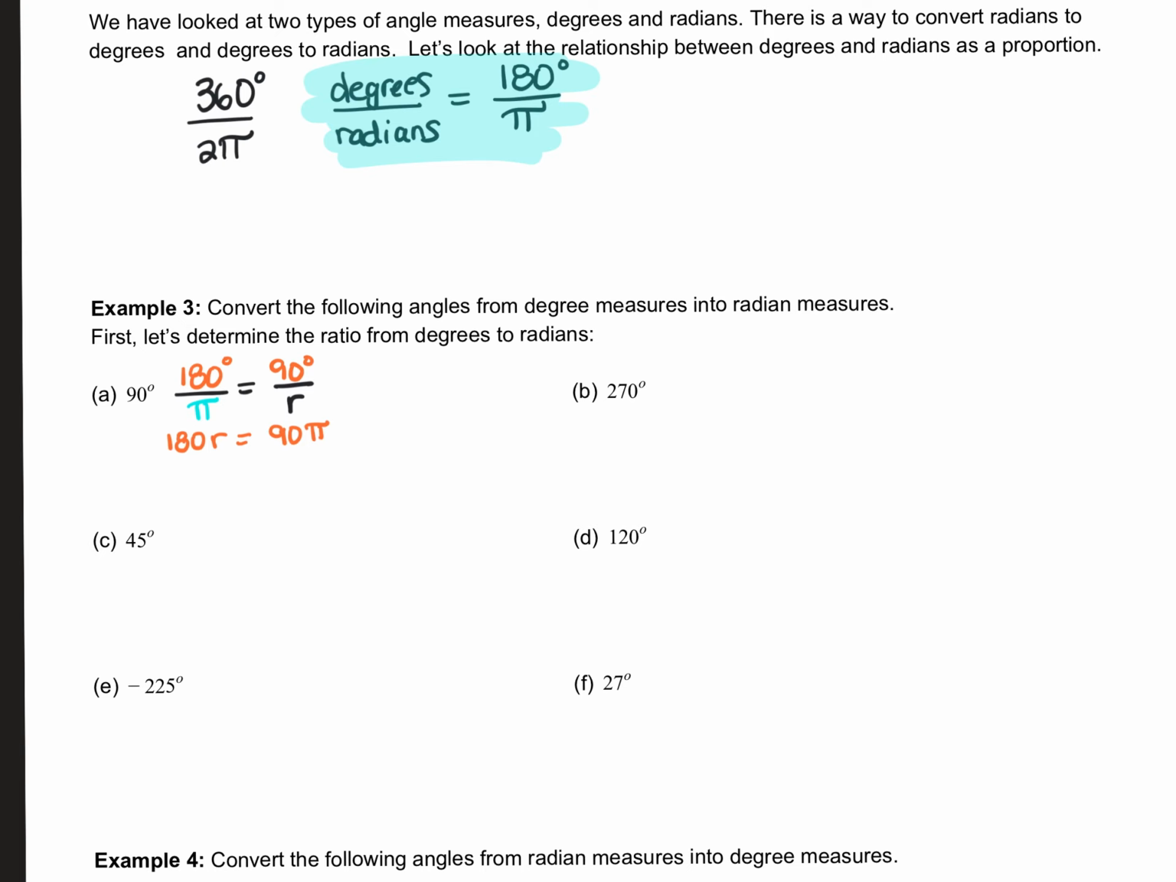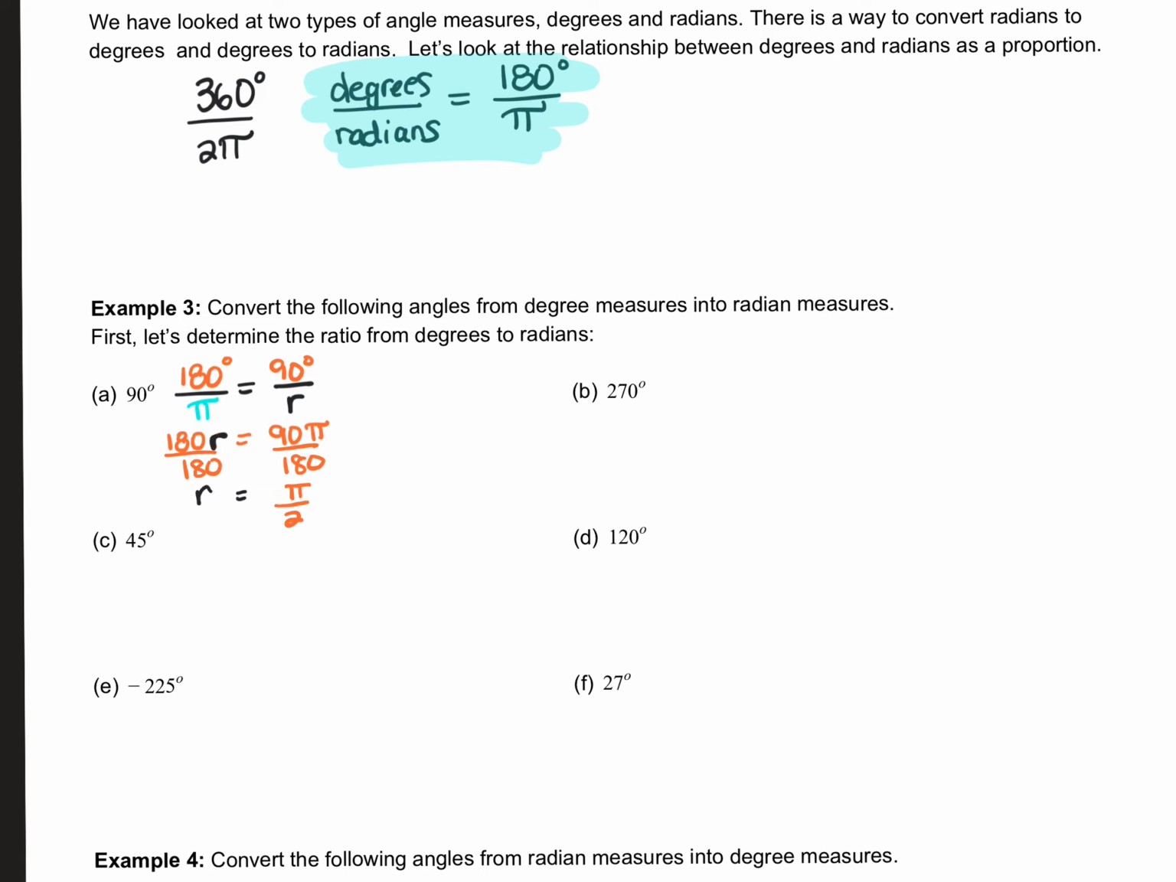Now remember, my goal is to solve for r. I want to know what the radian measure is. So I'll have to divide both sides by 180. And then that's pretty simple, guys. You've got a fraction, 90 pi over 180. Just simplify 90 over 180. That's just 1 pi over 2. And you don't need to write the 1 there. You can just write it as pi over 2.